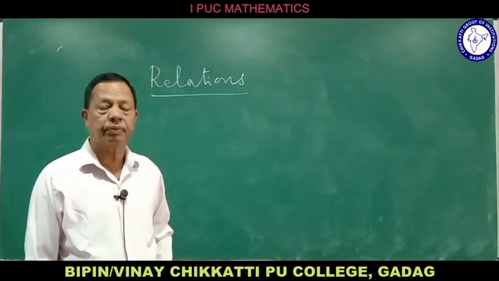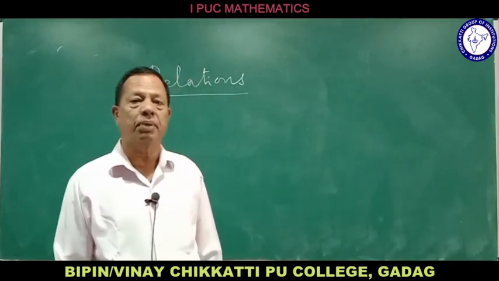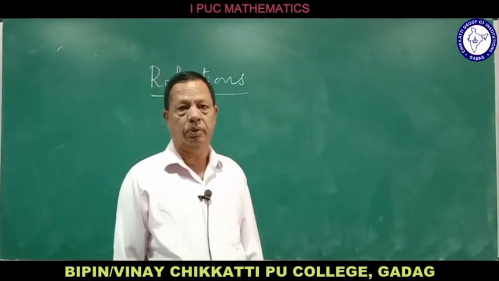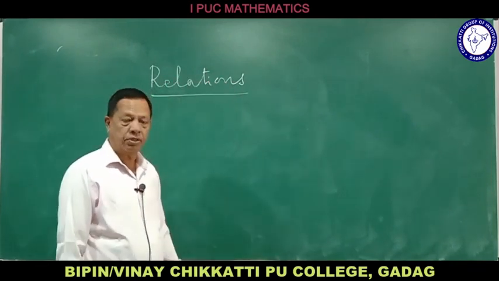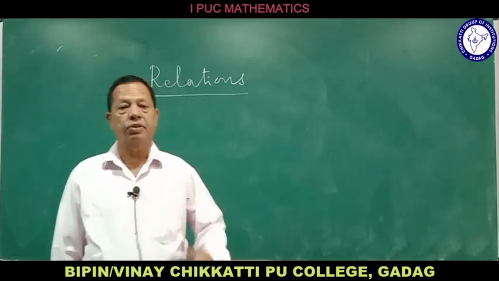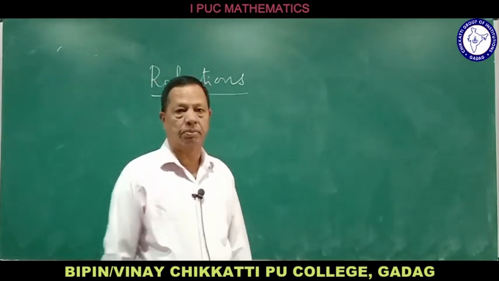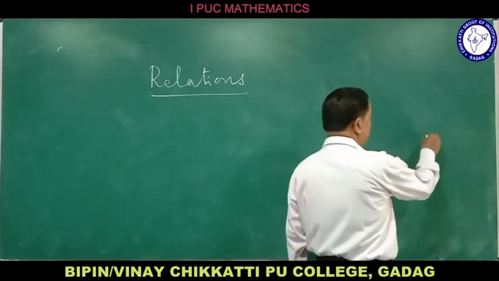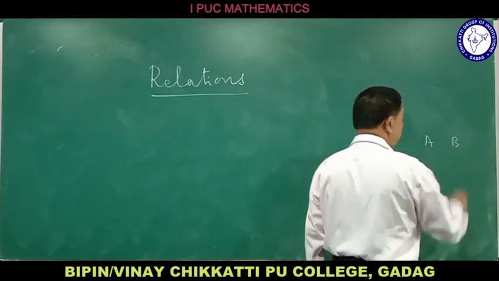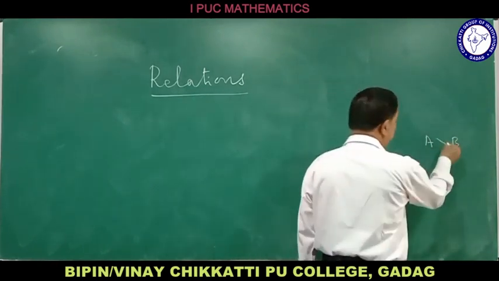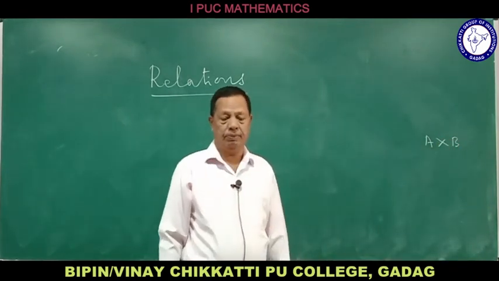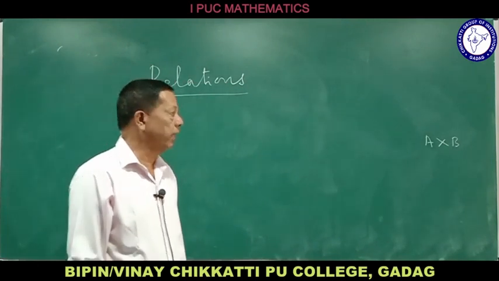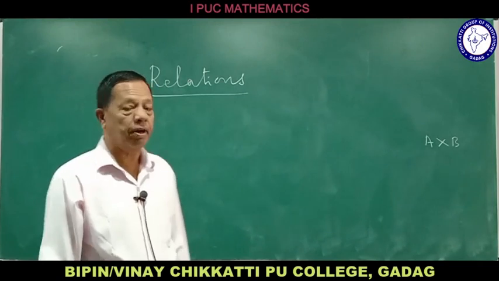Here you try to understand: a relation is nothing but a subset of the Cartesian product of a non-empty set A and a non-empty set B. Once again, A is a non-empty set and B is another non-empty set. A relation is a subset of the Cartesian product of A and B.